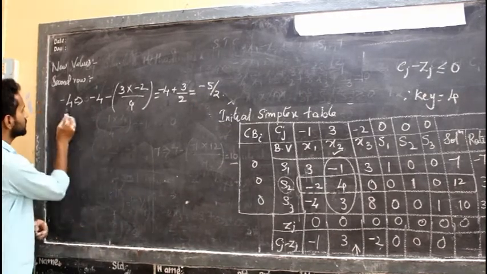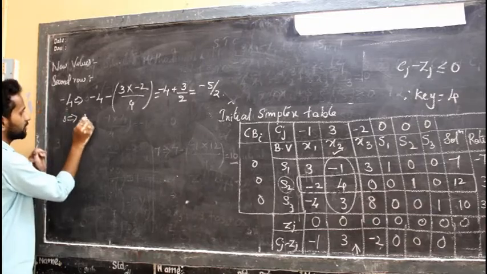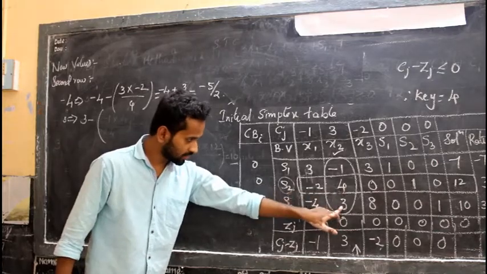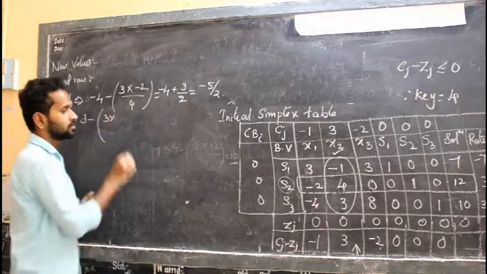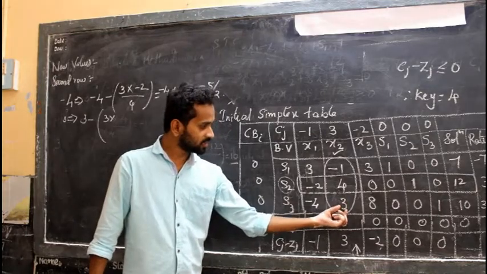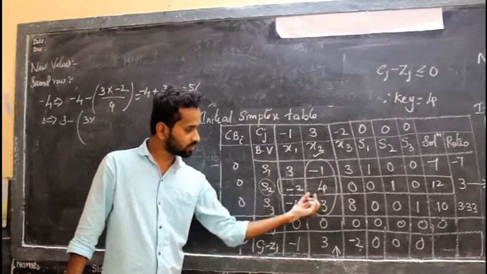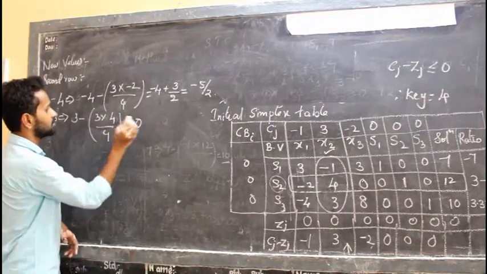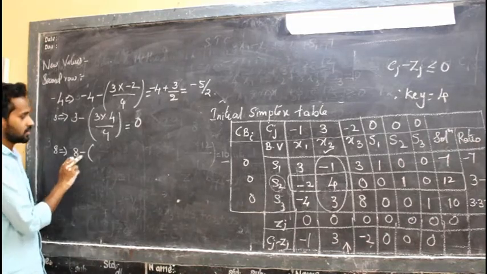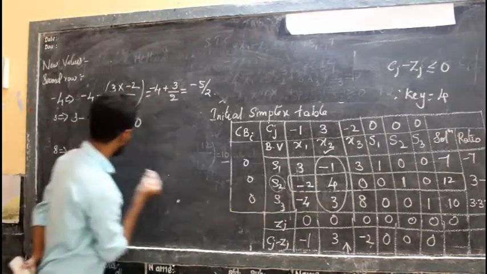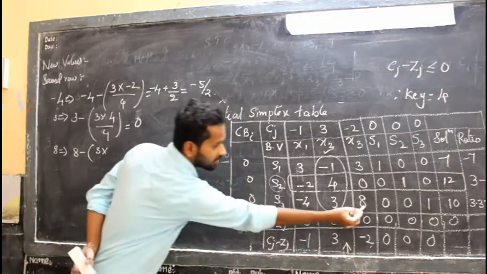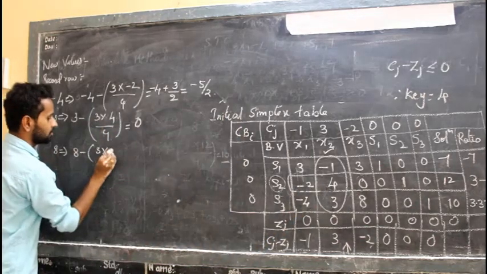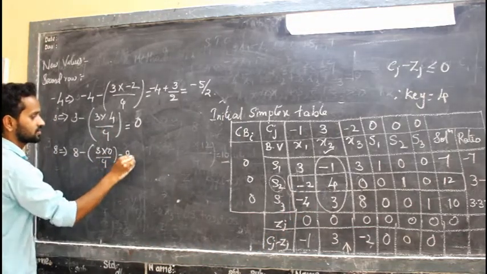Now the next value is 3. Old value is 3 minus key corresponding column value, of course for 3 also the key corresponding column value is 3, into key corresponding row value, which is 4 only. 4 divided by 4, I will be getting 0. For 8, key corresponding column value again 3 only, into key corresponding row value for 8, which is 0. 0 divided by 4, answer remains as 8.